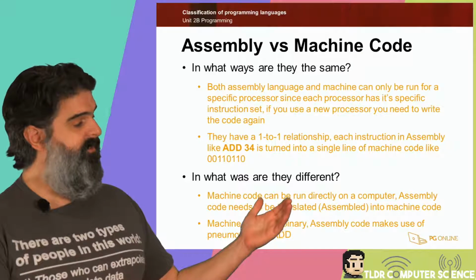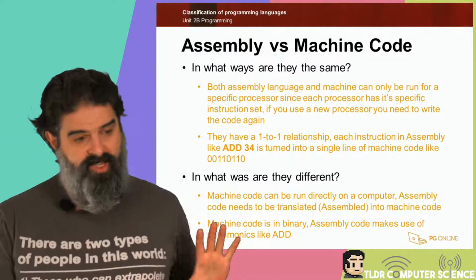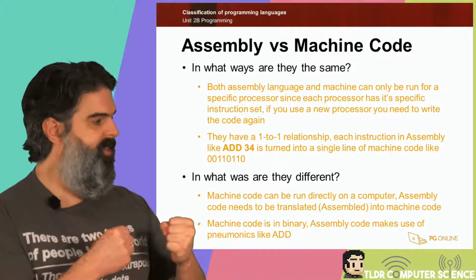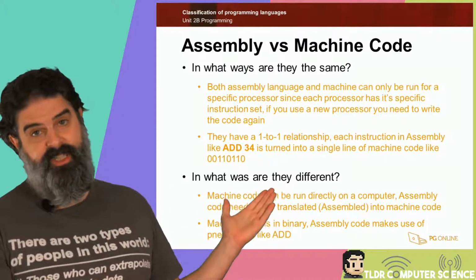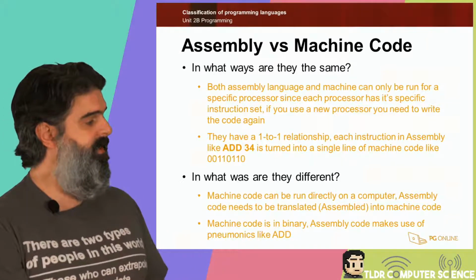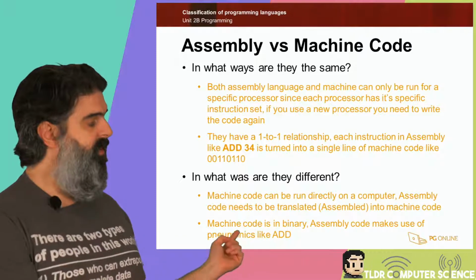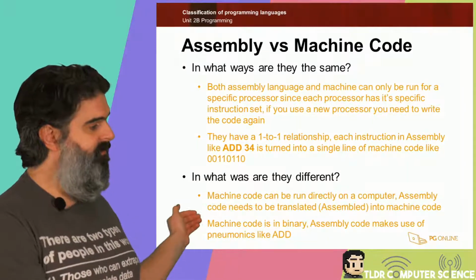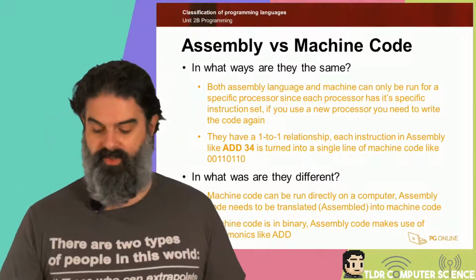In what ways are they different? Machine code can be run directly on the machine, so it's ready to be fetched, decoded and executed. Assembly needs to be translated into machine code using an assembler. Machine code is in binary, but assembly code makes use of mnemonics. That P should not be there. Oh, I spelled it wrong. Sorry.